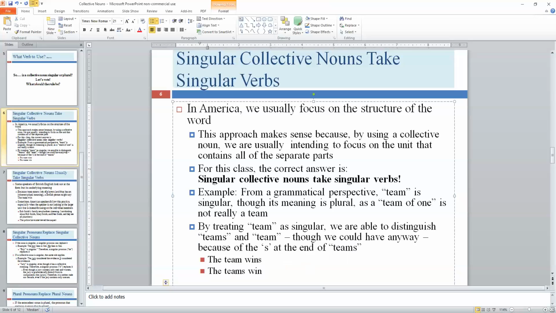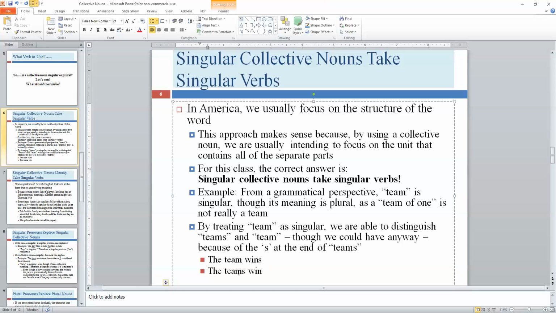Now, of course, collective nouns, just like any other nouns, can be plural. We say the team or a team when we're talking singular, but we could have lots of teams. Let's say we're having a tournament and there are 10 teams participating in the tournament. Well, 5 of the teams win, right? So we say the teams win.